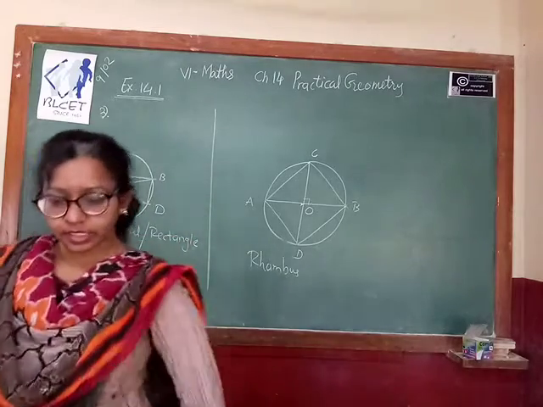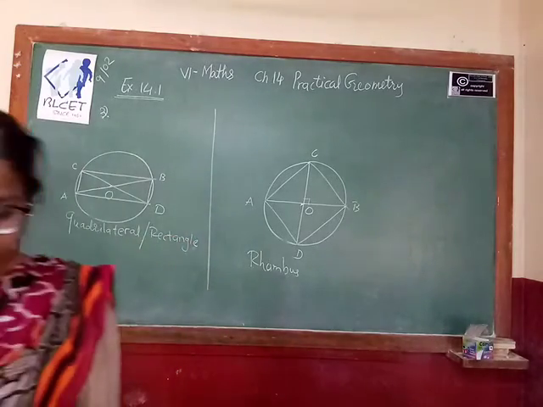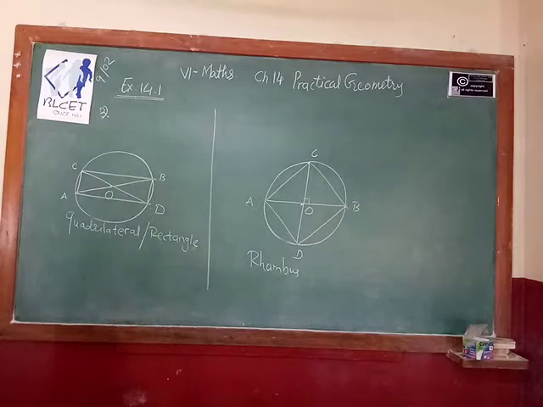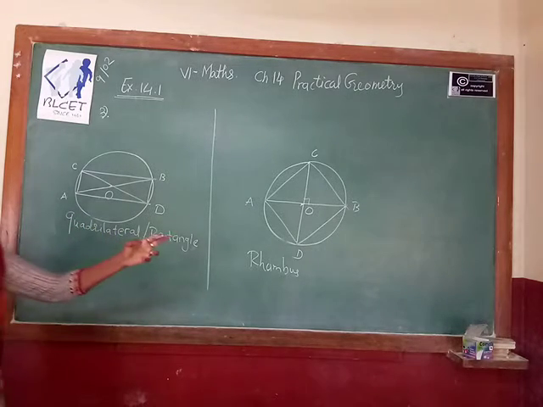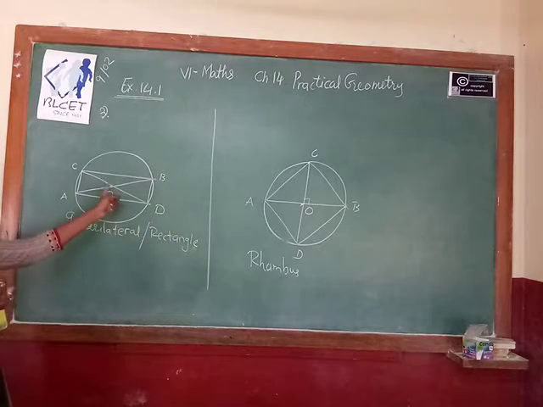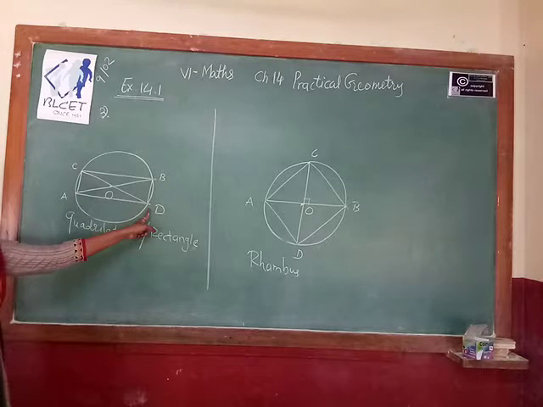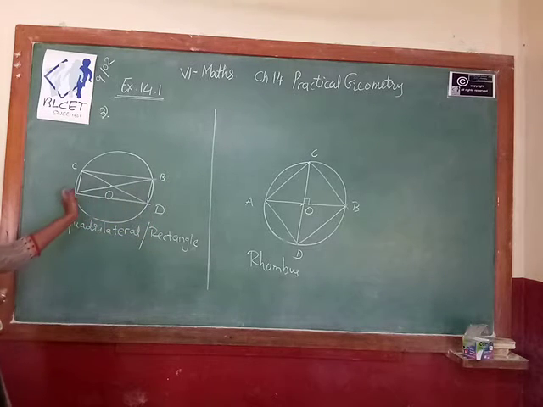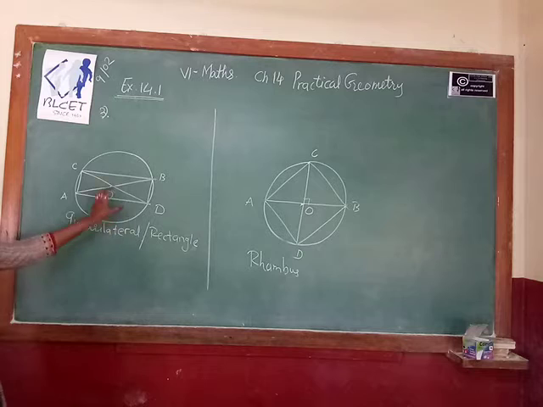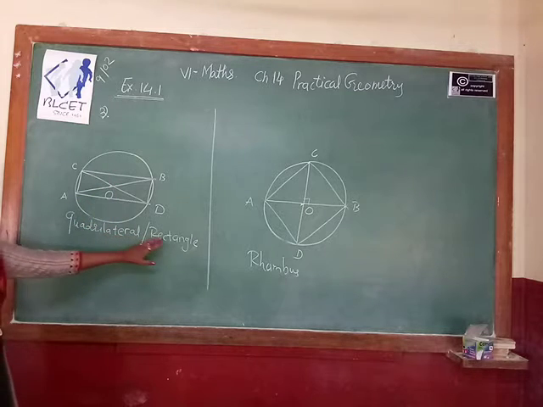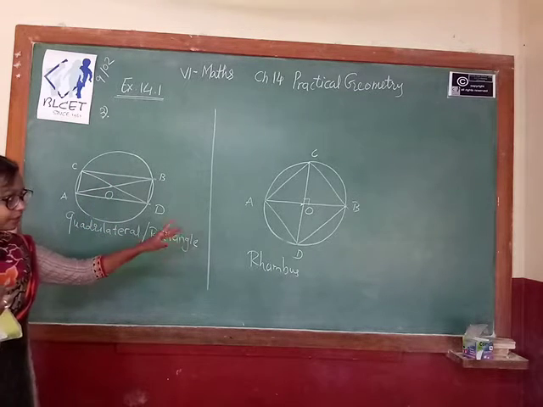Okay, so this is the answer of your third question. In the third question you have to draw two circles. In one circle we draw any two diameters and join the end points. Which kind of diagram are we getting? We can see this as a quadrilateral or rectangle.